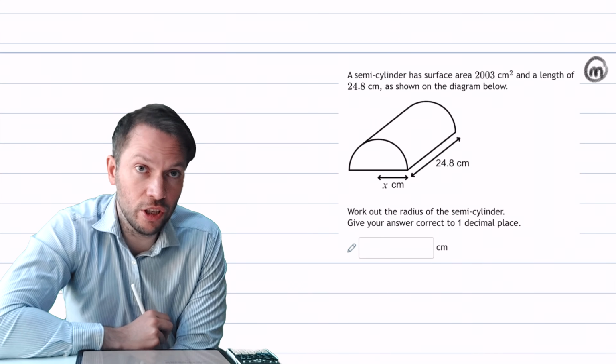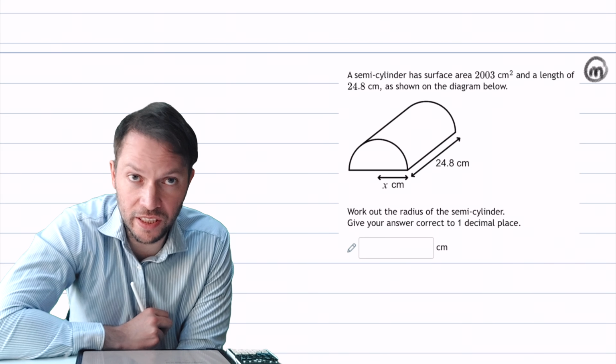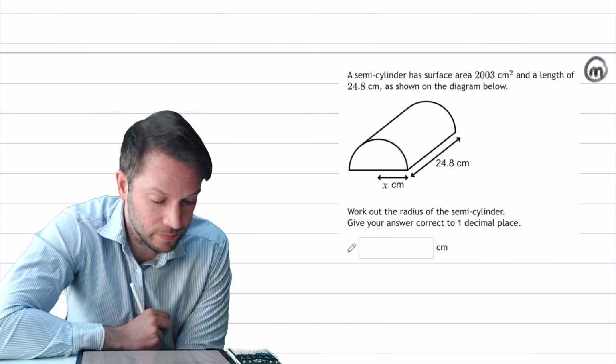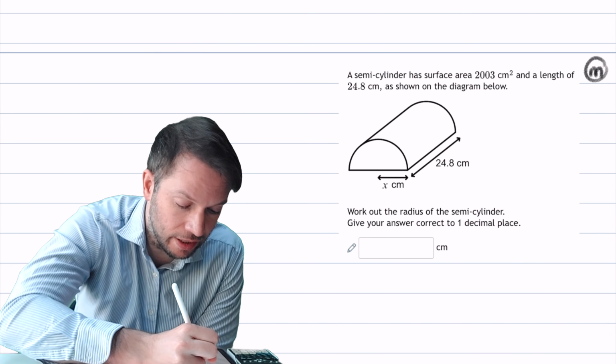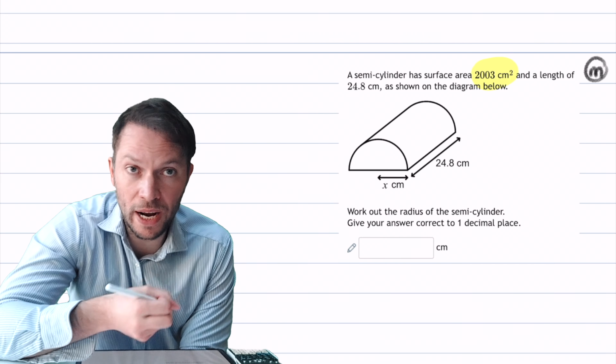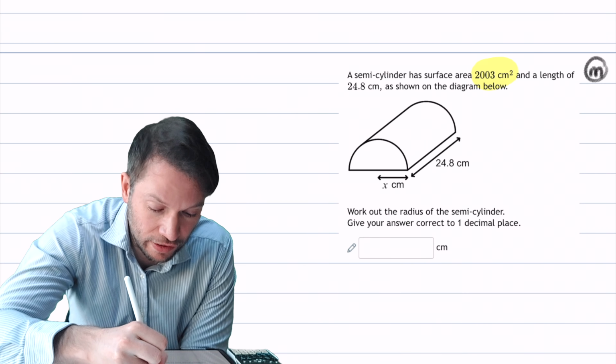In this video, we're going to use the surface area of half a cylinder, also known as a semi-cylinder, to form and solve an equation. Now we're told the surface area is 2003 centimeters squared. And remember, surface area is just the total area of all the faces. What faces have we got here?